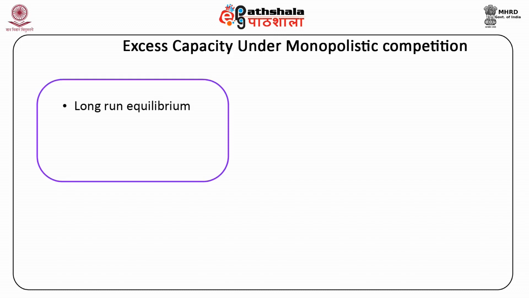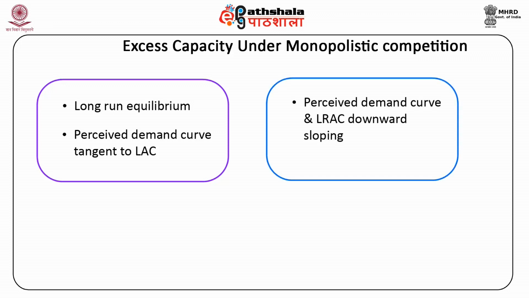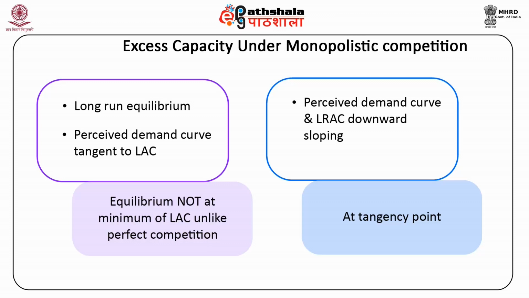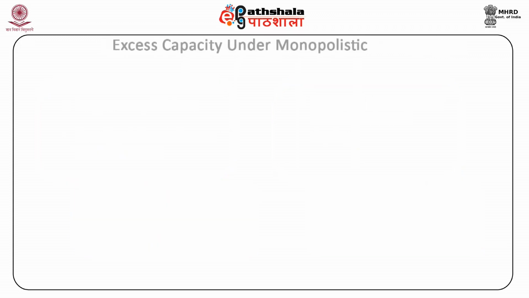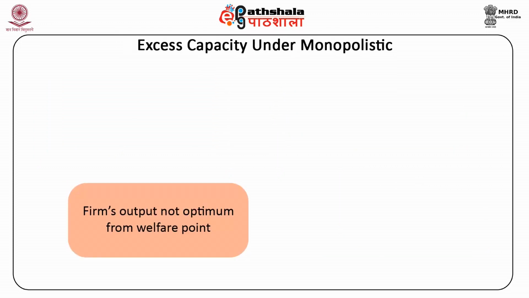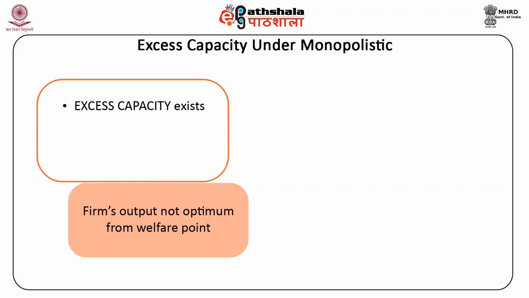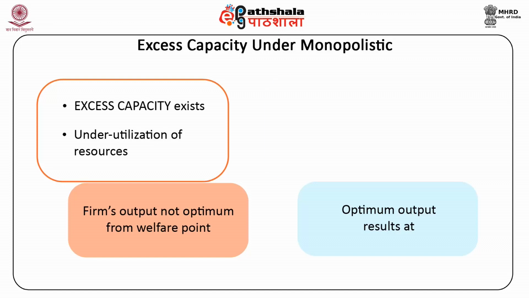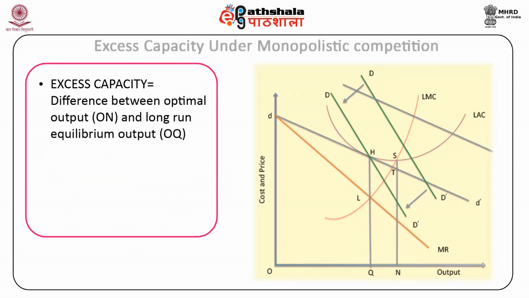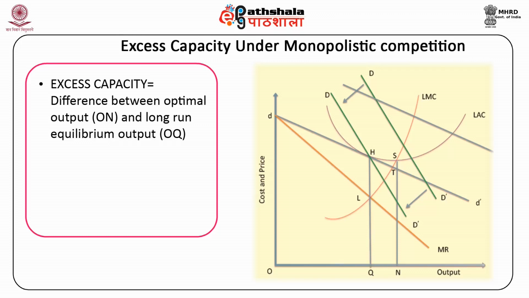Lastly, we look at the occurrence of excess capacity under monopolistic competition. In the long run equilibrium of monopolistic competition, the perceived demand curve is tangent to the LAC curve. So, both the perceived demand curve and the LRAC are downward sloping at the point of tangency. However, unlike perfect competition, the firm's equilibrium would never be at the minimum point of the LAC curve. So, it is argued that the firm's output under monopolistic competition is not the optimum output from the welfare point of view, and there exists excess capacity, which is an underutilization of the resources of society. The optimum output is associated with the minimum point of the LAC curve. So, excess capacity is the difference between the optimal output and the actual output attained by the firm in the long run, as shown in the diagram.